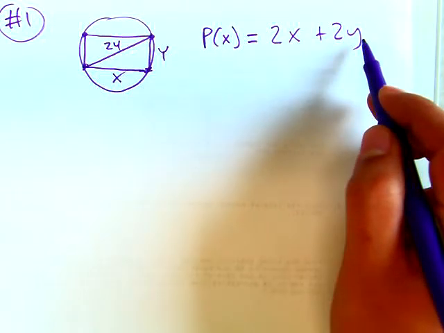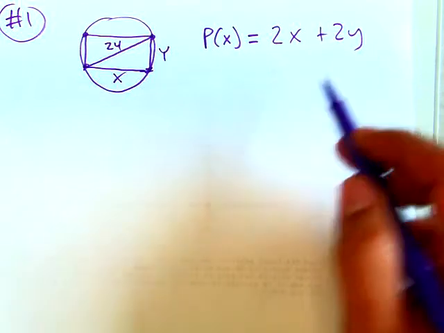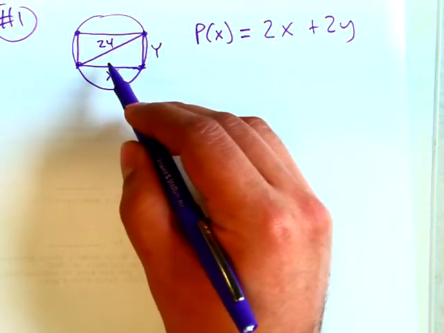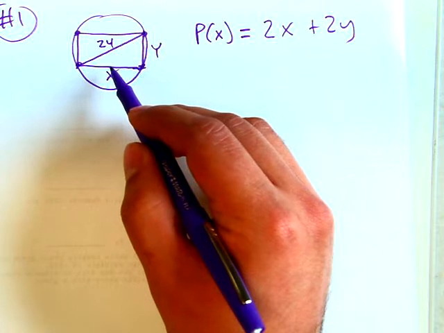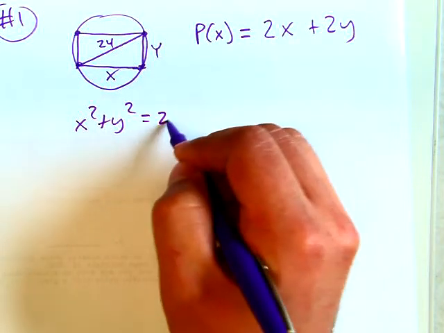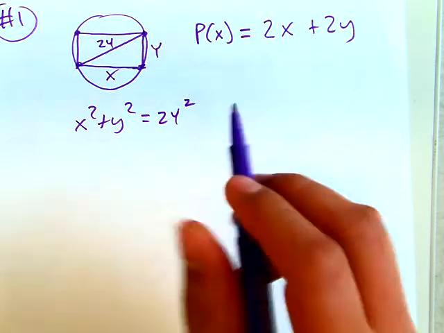What is the problem here if I want a function of x? You have a y. I have a y here. We don't want a different variable. We want only x's. So is there any other equation that I could use from the picture I drew? Yeah. x squared plus y squared equals 24 squared. Good. That's just the Pythagorean theorem.